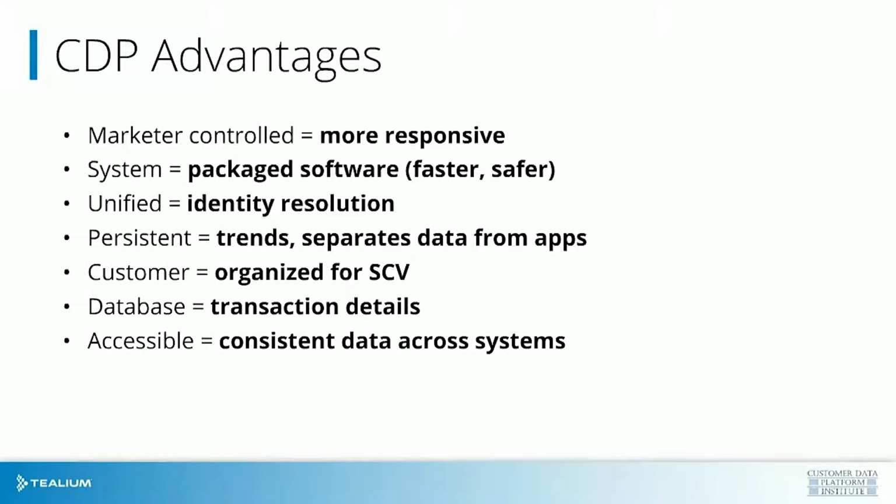So each of those pieces of the definition provides a specific value. Marketer control means it's more responsive to marketers. And the system being packaged software: packaged software is easier to build, you deploy it faster, there's less risk, and you get a lot of value from the knowledge of the people who built it and so on.